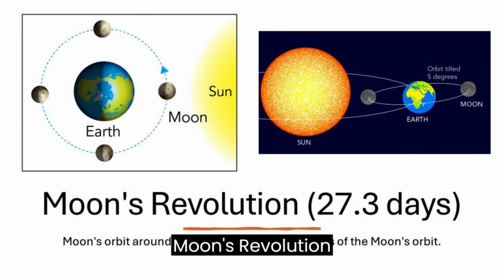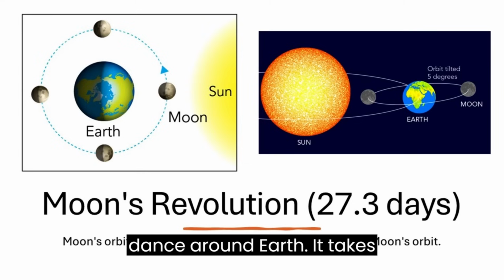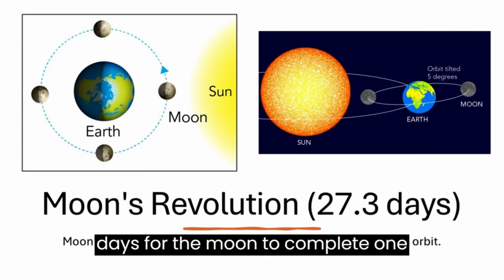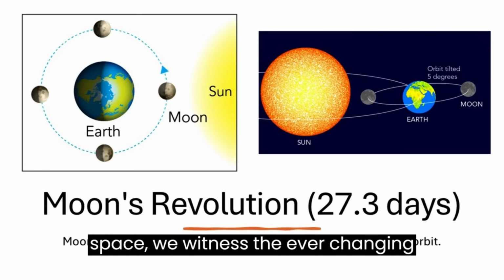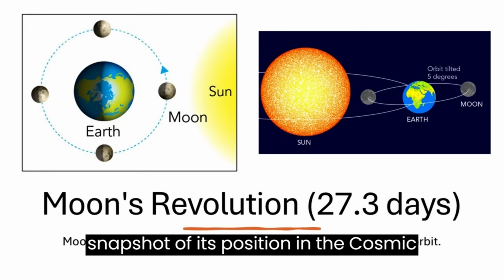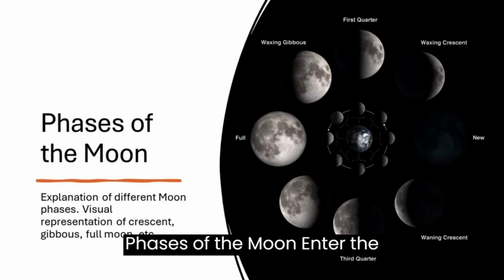Moon's revolution, 27.3 days. Join me in following the Moon's graceful dance around Earth. It takes approximately 27.3 days for the Moon to complete one orbit. As it travels through space, we witness the ever-changing phases of the Moon, each phase a snapshot of its position in the cosmic ballet.